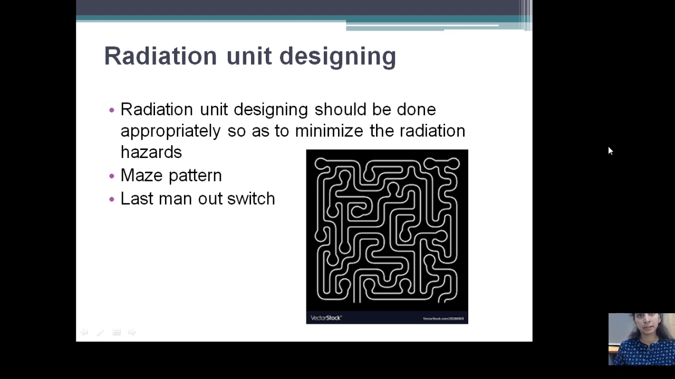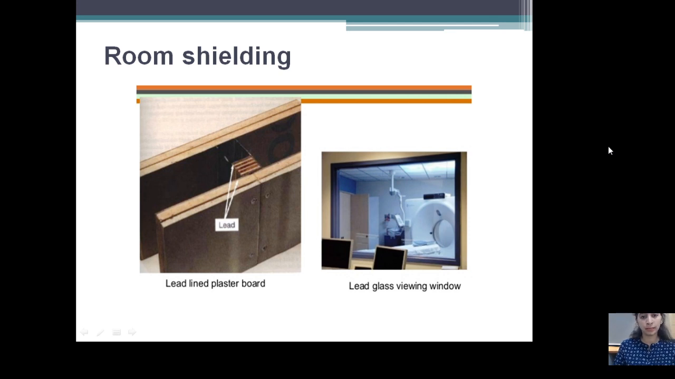Then there's another concept, which is the last man out switch. Only the last person coming out of the radiation unit should ensure that all persons are out, and once the gate is closed, only then will the radiation be delivered. Otherwise the radiation won't be delivered to the patient. Then lead shielding should be done. Lead lined glass windows are there, and lead lined plastic board. We can also label outside that there is a radiation source inside, so do not enter.